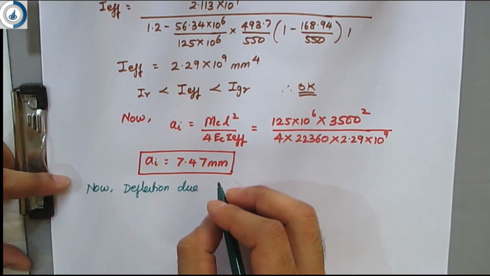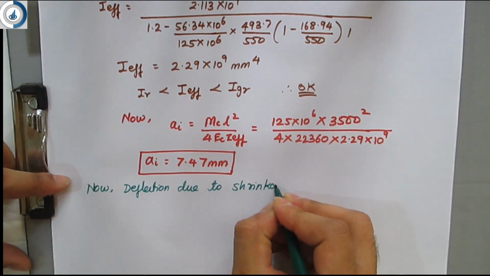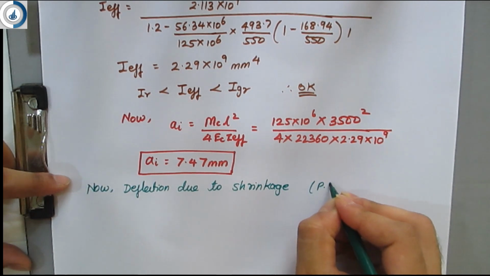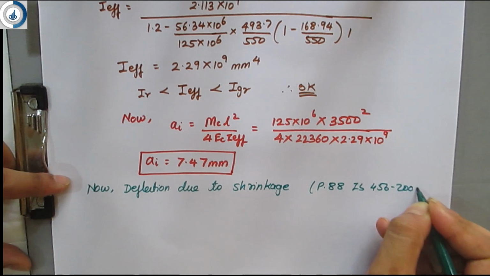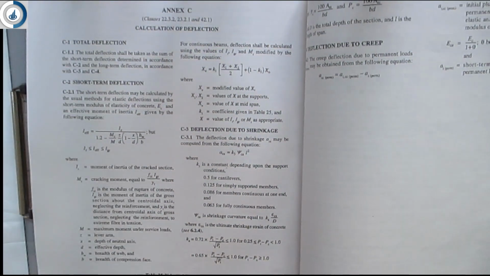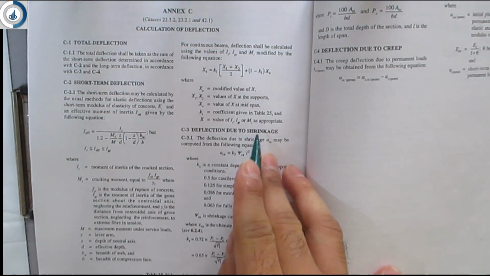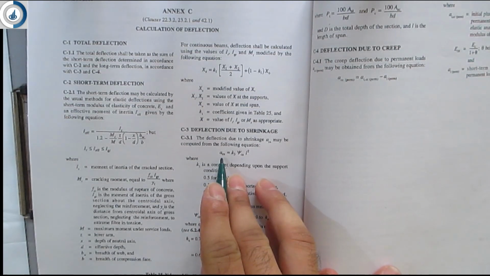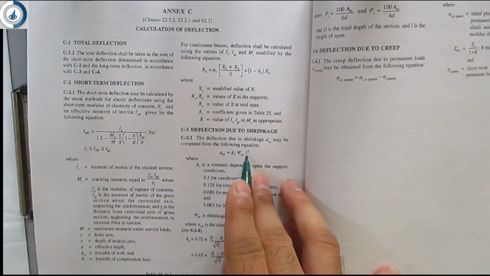Deflection due to shrinkage, page number 88, IS 456 2000. So I'll show you where that formula is. When you go to page number 88, they have clearly given deflection due to shrinkage, and it is calculated with the formula ACS is equal to K3 psi CS L square.